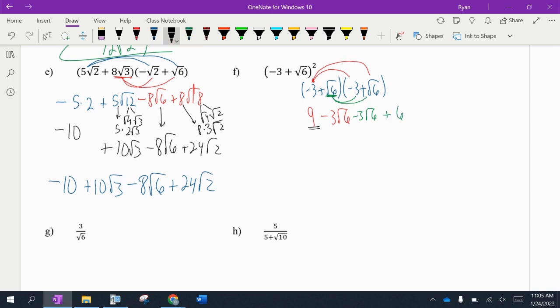When we combine terms, we have 9 and 6 to give us 15. And unlike when we multiply conjugates, this time these two inside terms don't cancel each other out. They're both negative. So negative 3 of the root 6's and negative 3 of the root 6's is negative 6 of those square root of 6's.